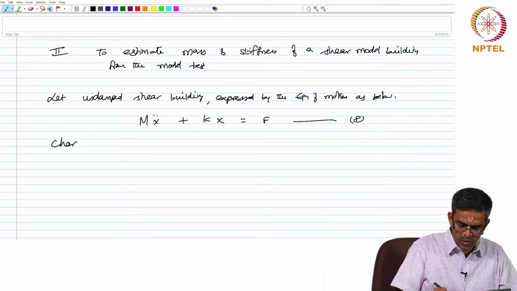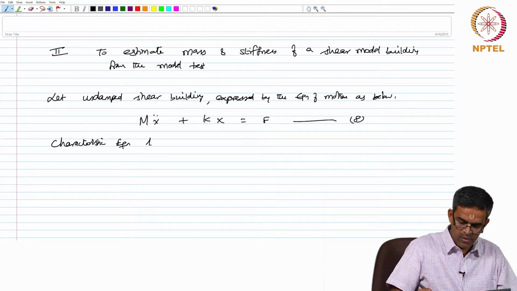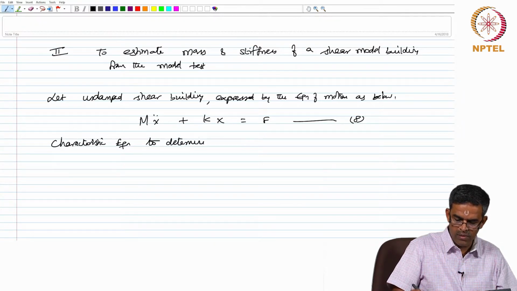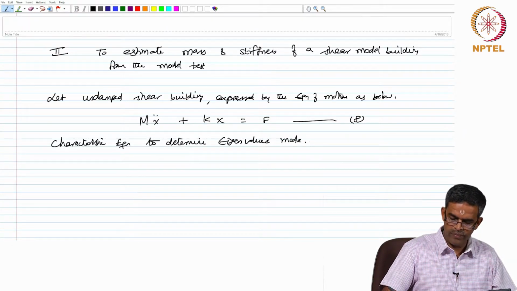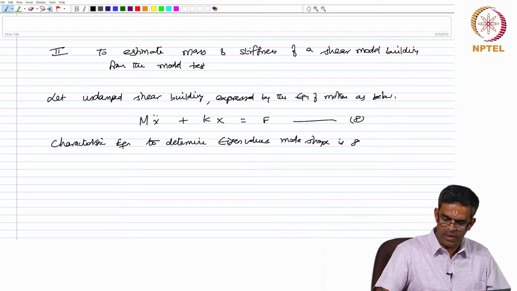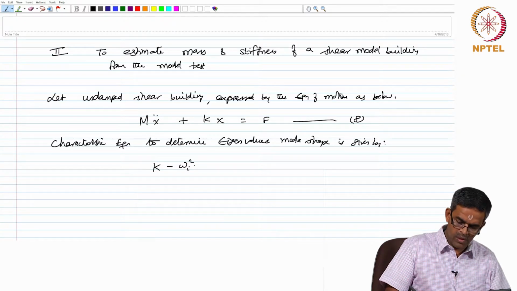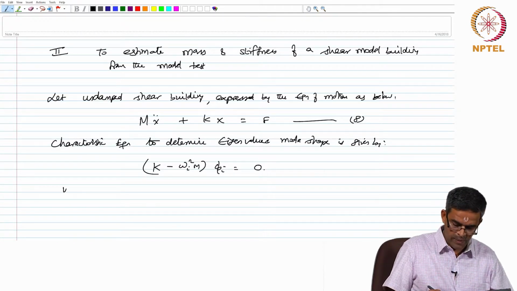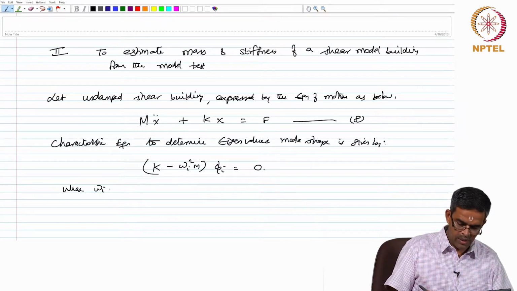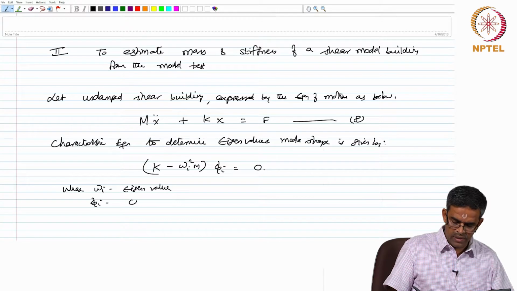The characteristic equation to determine eigenvalue and mode shape is given by (k minus omega i square m) phi i is 0, where omega i is the eigenvalue and phi i is the corresponding mode shape.